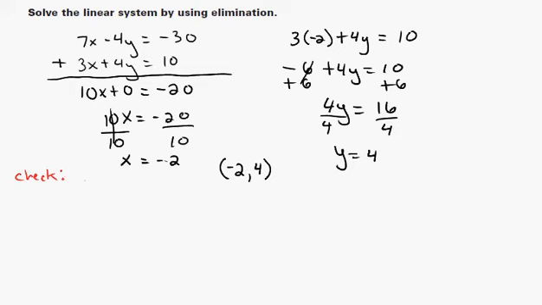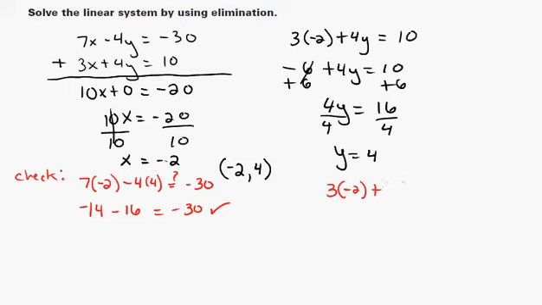So let's look at the first one. If I plug it into the first one, I have 7 times negative 2 minus 4 times 4. And we're wondering, does that equal a negative 30? Okay, so let's check it. Well, that's 7 times a negative 2, well, that's just negative 14 minus 16. Well, negative 14 minus 16 is a negative 30. So that one's correct. And let's check it with the second one. So equation 2 is 3 times the negative 2 plus 4 times 4.